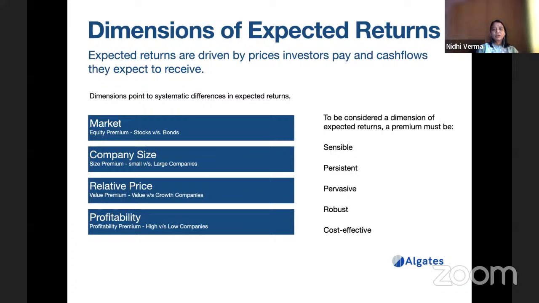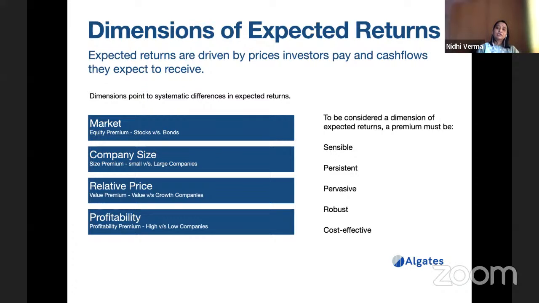So of course, what is expected return? Expected return depends on the price we pay to buy any security, and then in the future what we expect to receive from that investment. The bigger the gap between these two, the higher will be our expected return. So the idea is to buy low and sell when the prices have gone up. If we buy when the prices are low, or buy any security where we expect big cash flows in the future, then these will drive the expected returns in the market.